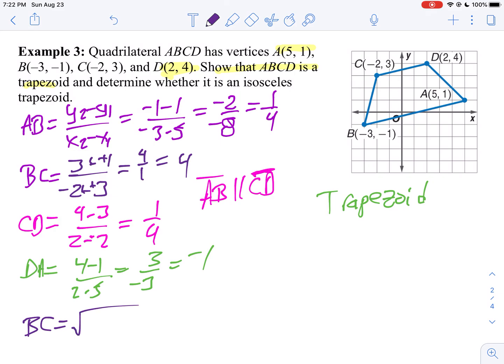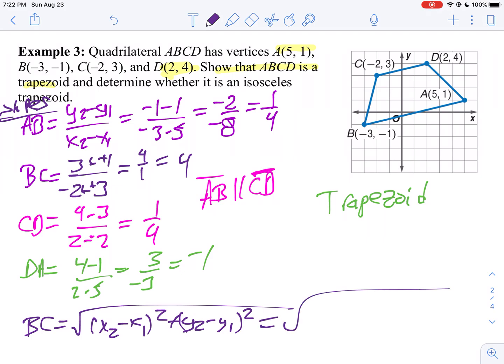Now remember the distance formula. I should have written these were all slopes, weren't they? They weren't distance. So the distance formula is the square root of x2 minus x1 squared plus y2 minus y1 squared. Let's see if I can fit that in here. I might not be able to. So we're going to go B to C.